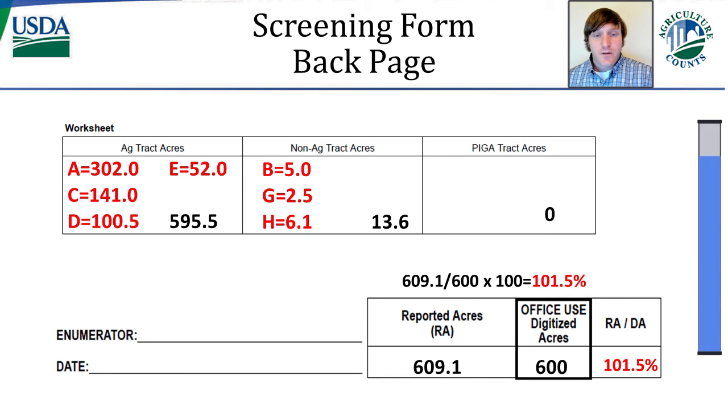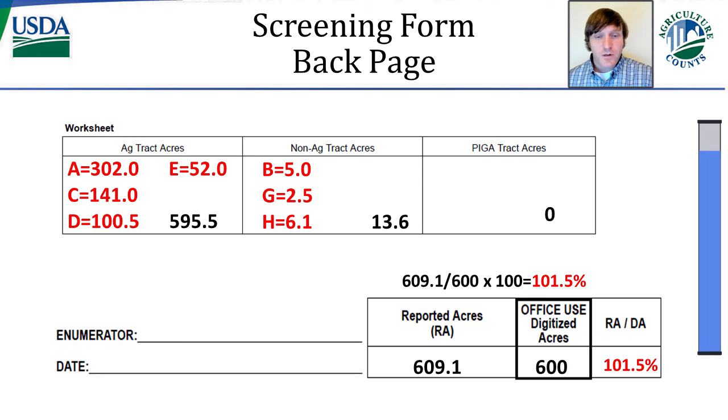Next, you want to copy the acreage value for each tract to the center of the screening form in the box as indicated. Then, you will want to add up all the acres in the segment for ag, non-ag, and PIGA tracts and record the total in the box marked reported acres. The RADA ratio is a calculation you should make to show that the RA, reported acres, are relatively close to the DA, which is the digitized acres.